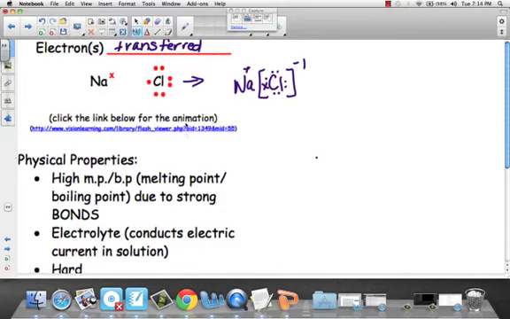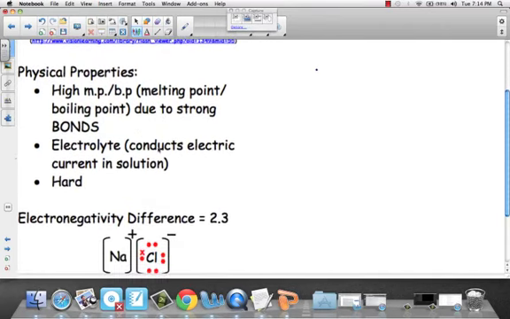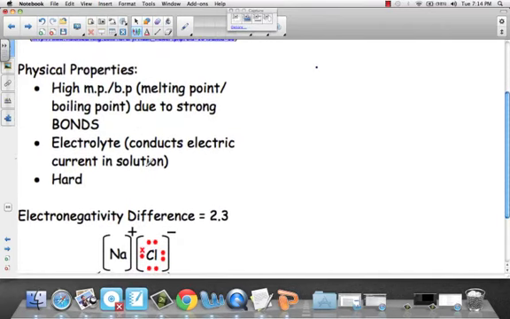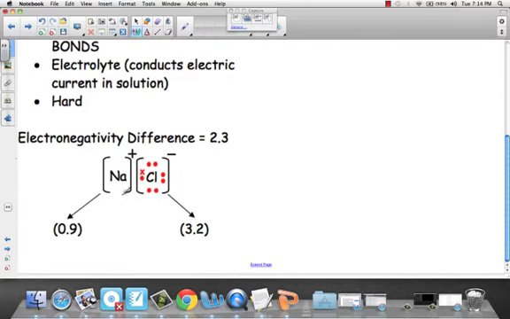In general, ionic compounds have high melting and boiling points due to strong bonds. They're considered electrolytes, meaning they conduct electricity in solution, and they're usually very hard. Here, chlorine is 3.2, sodium's 0.9, electronegativity difference is 2.3. Remember, the greater the difference, the greater the ionic character.